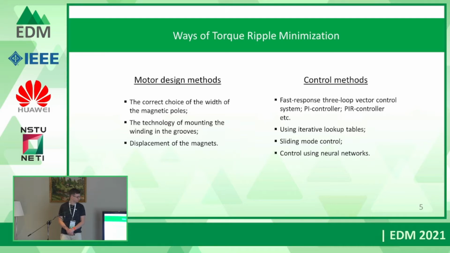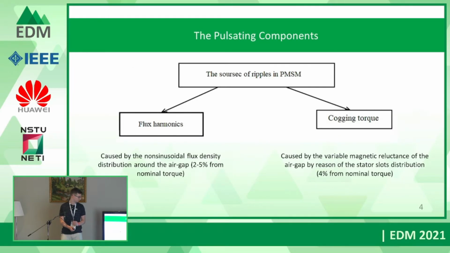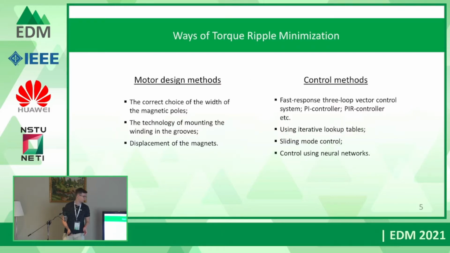The second group is control methods, which basically consist of organizing a special control algorithm aimed at torque ripple suppression, for example, a fast response three-loop control system with different control structures, using iterative lookup tables, neural network controls, fuzzy logic controls, etc.